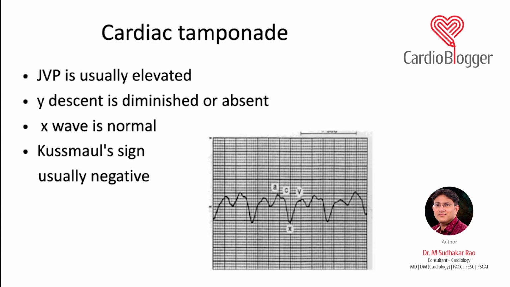In 80% of tamponade, the Kussmaul's sign is absent. Only in 20% it may be present. But the typical finding of a cardiac tamponade is pulsus paradoxus. You should always look for a pulsus.